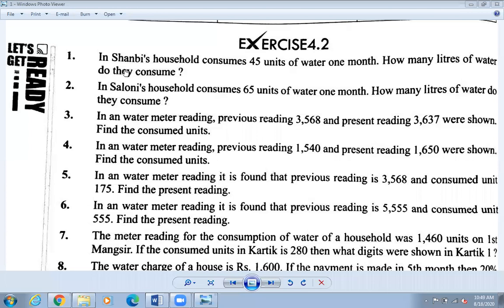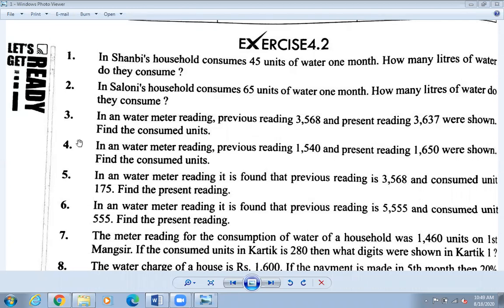Okay, so these are the questions, page number 66 and 67 we are going to learn. Please turn your book. Galaxy J7, J5, please write down your name, because we need to take the attendance.